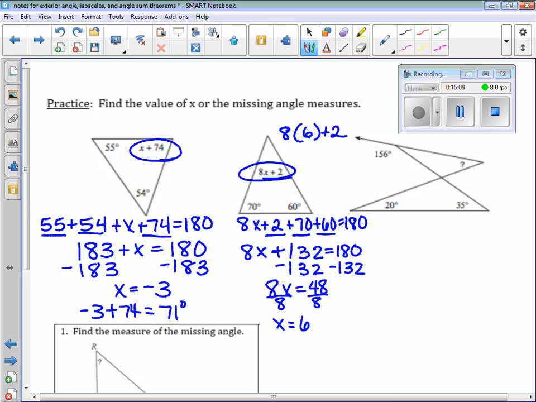8 times 6 is 48. 48 plus 2 is 50 degrees.